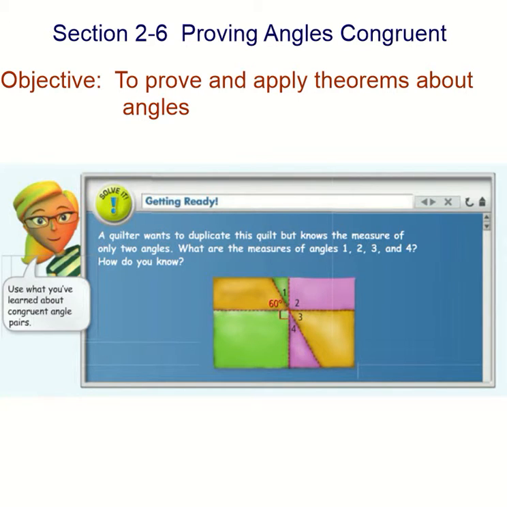Section 6 of chapter 2. Our topic today is proving angles congruent. Our objective is to prove and apply theorems about angles.